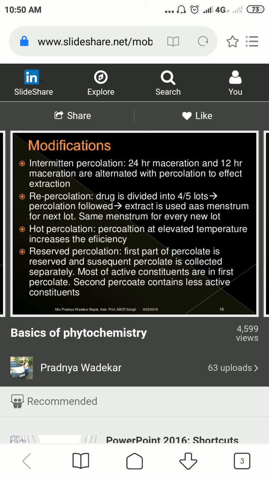If you apply a little temperature, then it increases the efficiency, because what is the mechanism of extraction? It depends on diffusion. So phytoconstituents flow from higher concentration to lower concentration in the solvent. Obviously in pure solvent no phytoconstituents are present, and the plant cell contains the maximum concentration of phytoconstituents, so they flow out from inside the plant cell to the solvent outside. This extraction process goes on until equilibrium occurs.